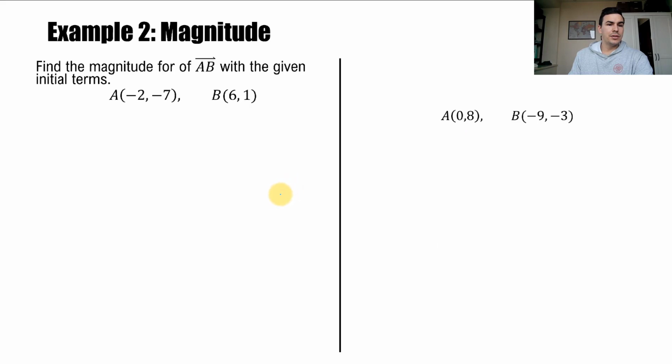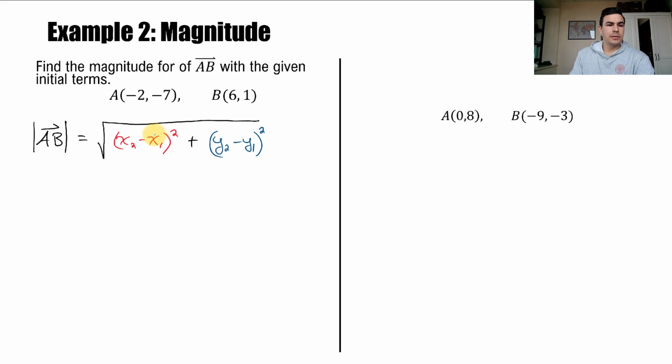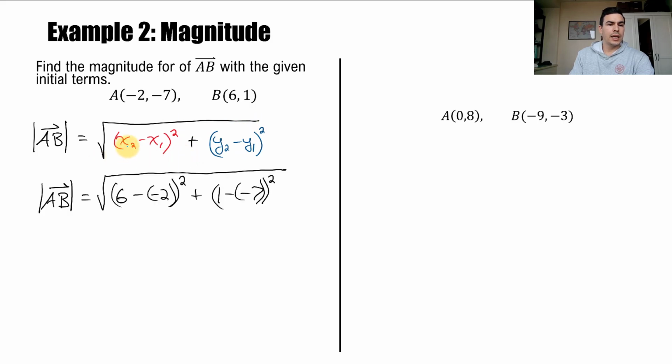All right, finding magnitude for AB with the given initial term. So we have the same vectors here, A and B, and we're just going to find the magnitude of each one of them. So again, our formula looks like this. We've got our distance in the x squared plus our distance in the y squared. So I would just go ahead again. I've got x2, y2 for my B coordinates, and x1, y1 for my A coordinates. So all I got to do is plug those in.